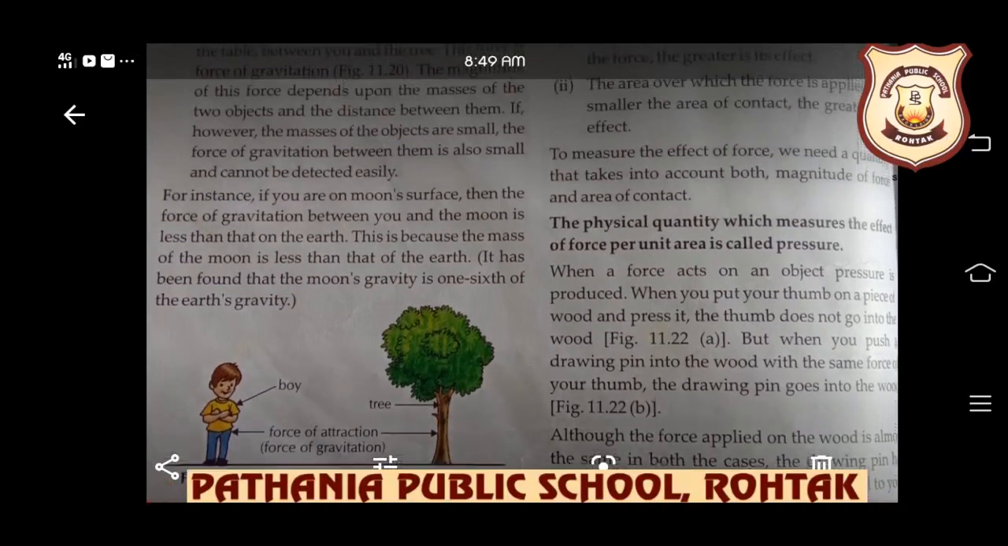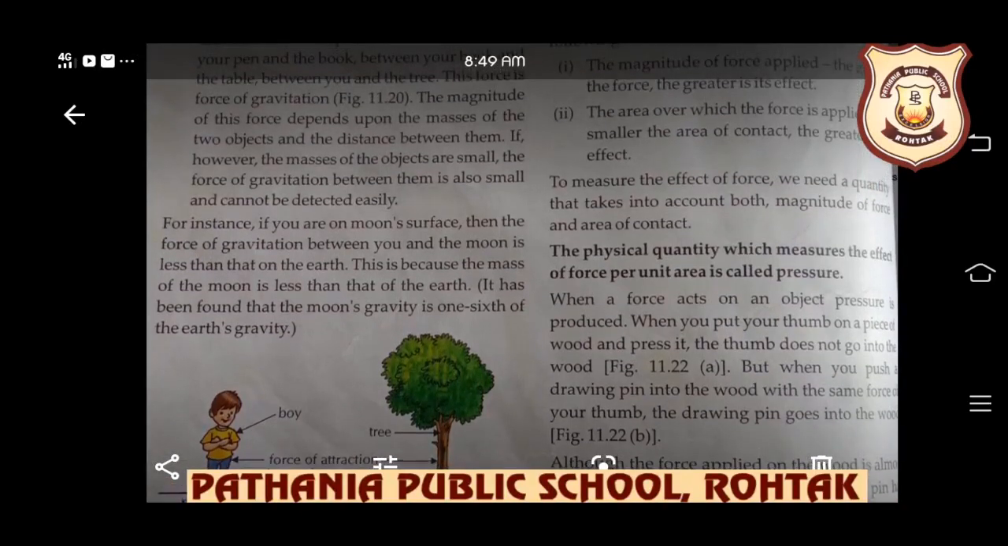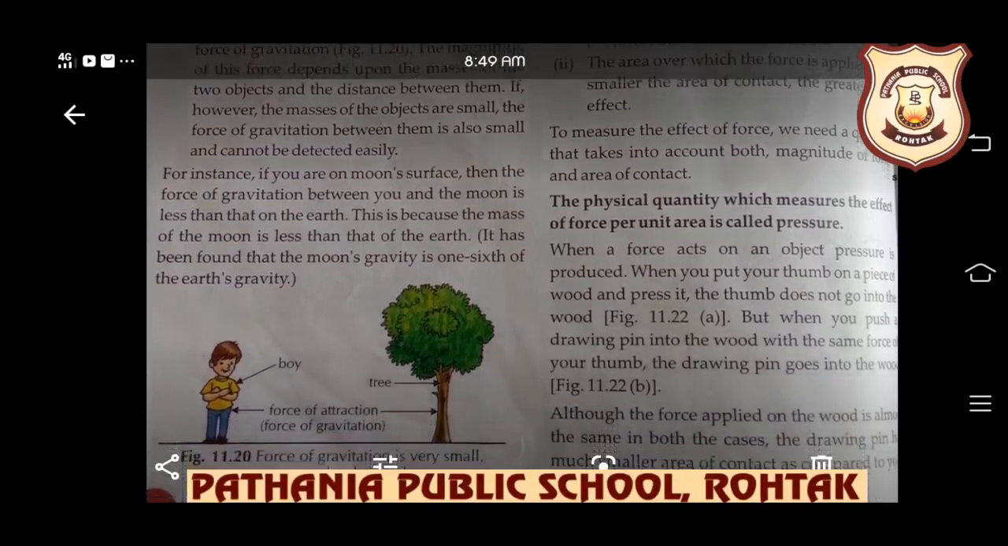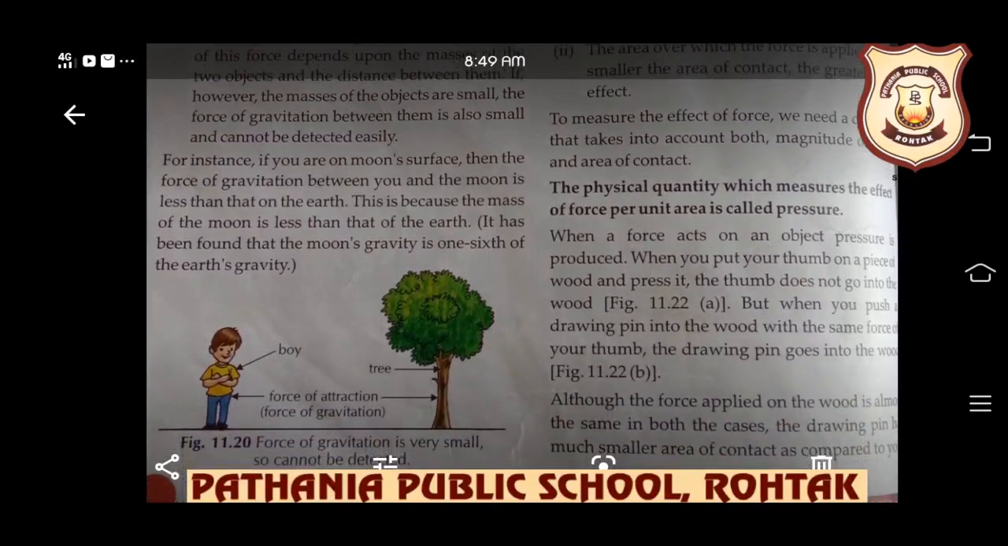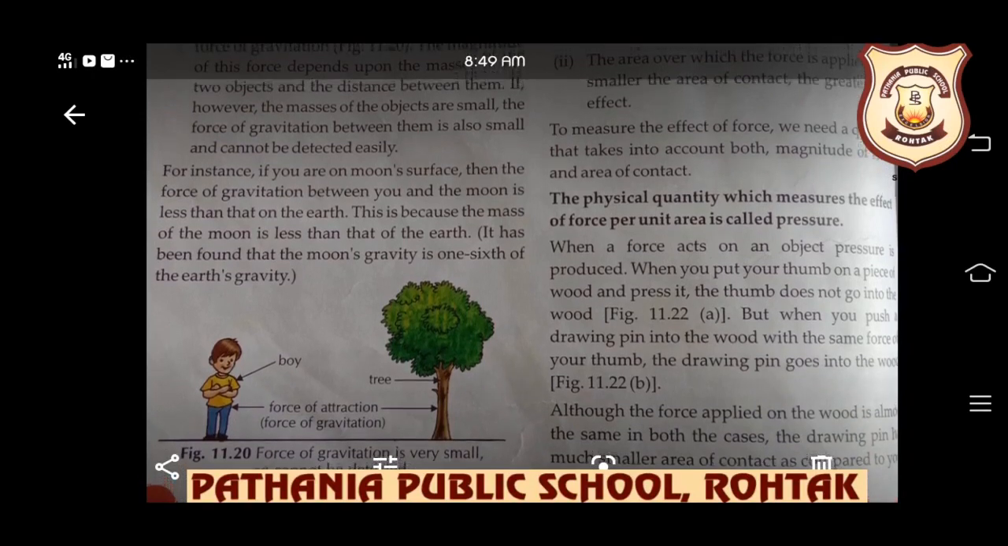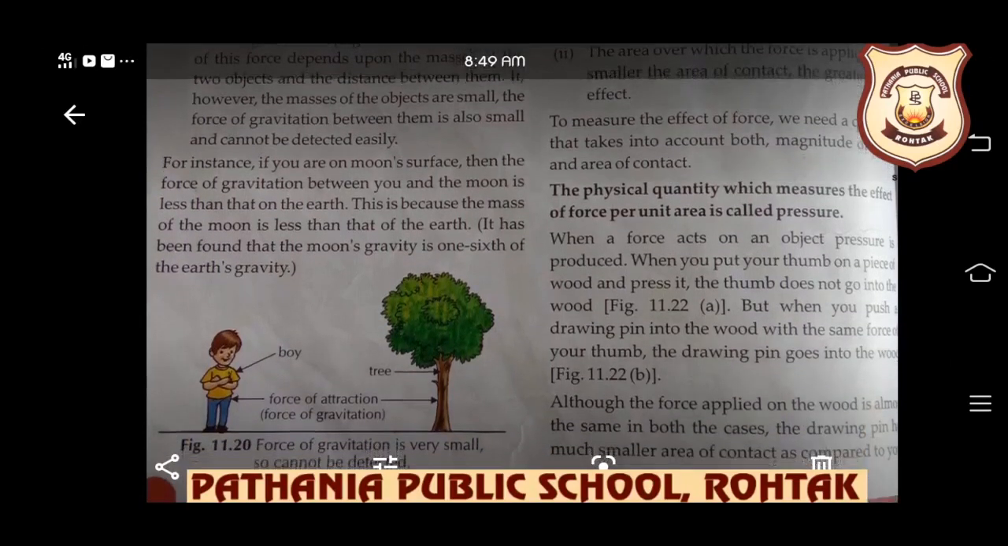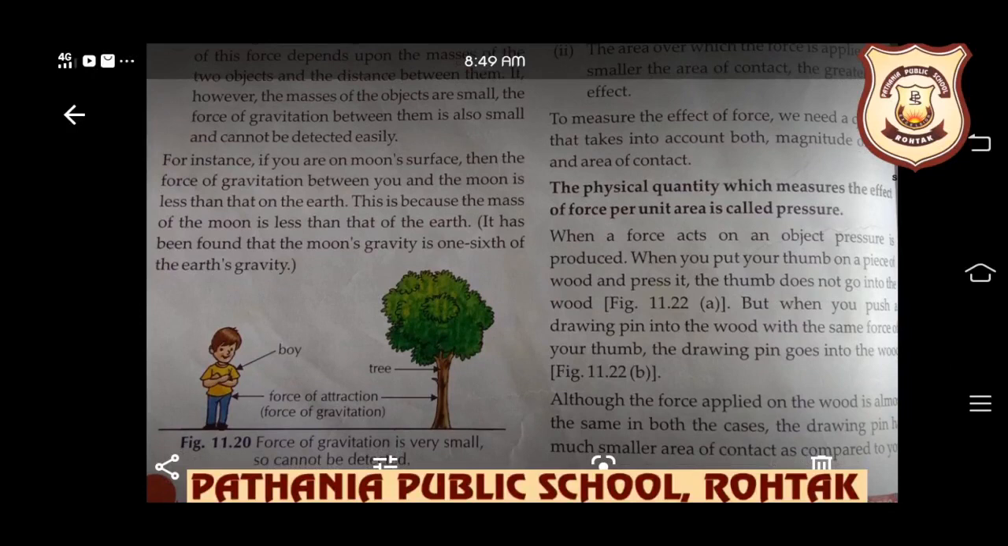See beta, if I am talking about magnitude, what does this magnitude mean? It is a numerical value. The magnitude of force applied: the greater the force, the greater is its effect. So this is the first factor on which the effect of applied force depends. It means pressure depends on the force applied.